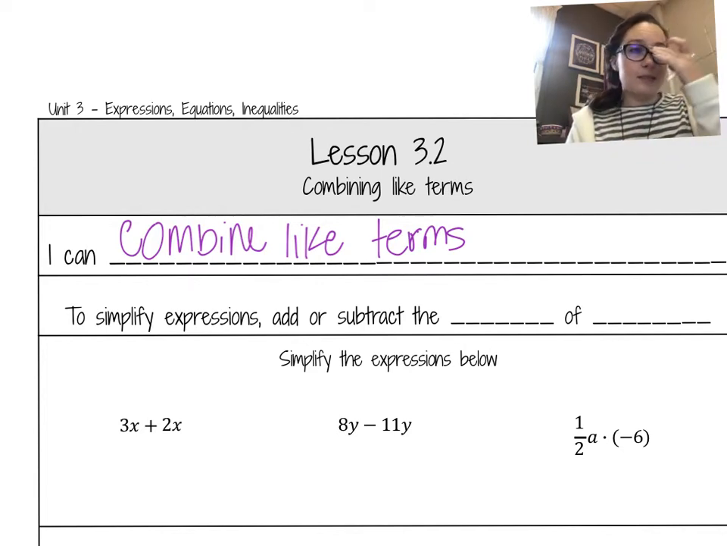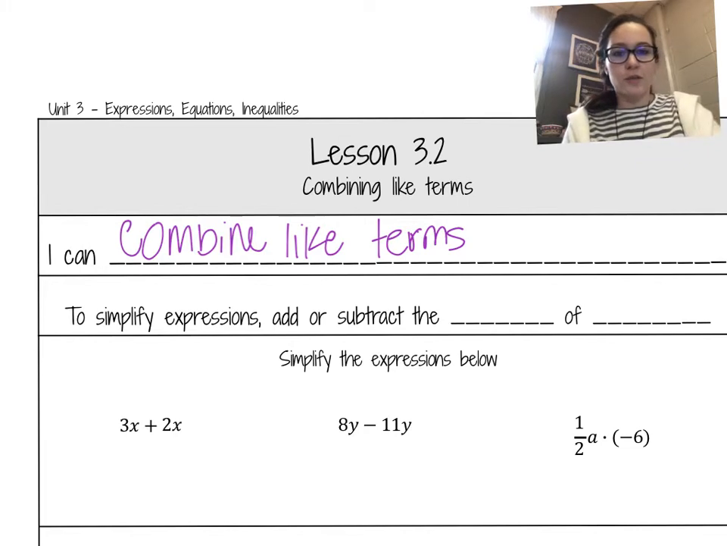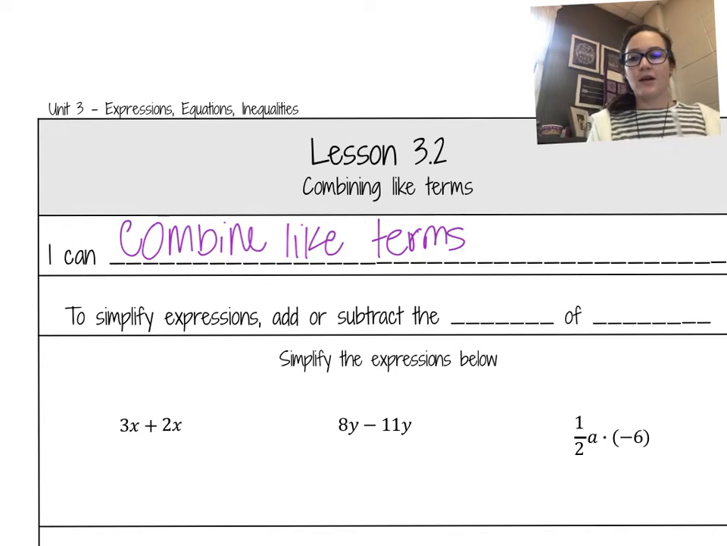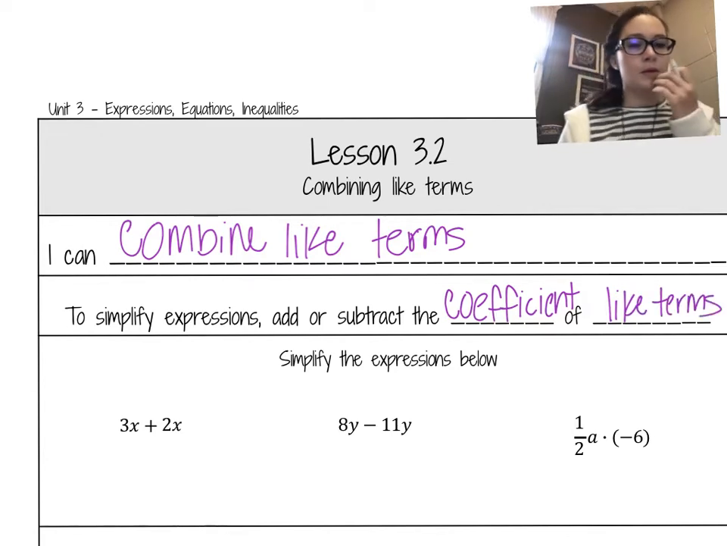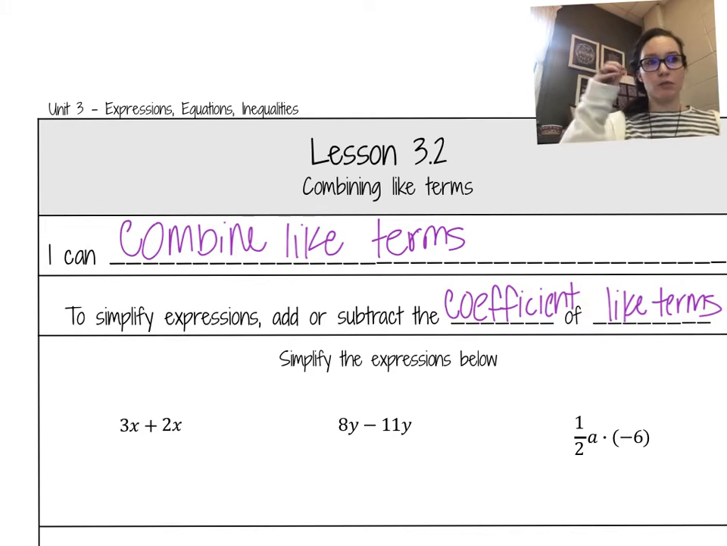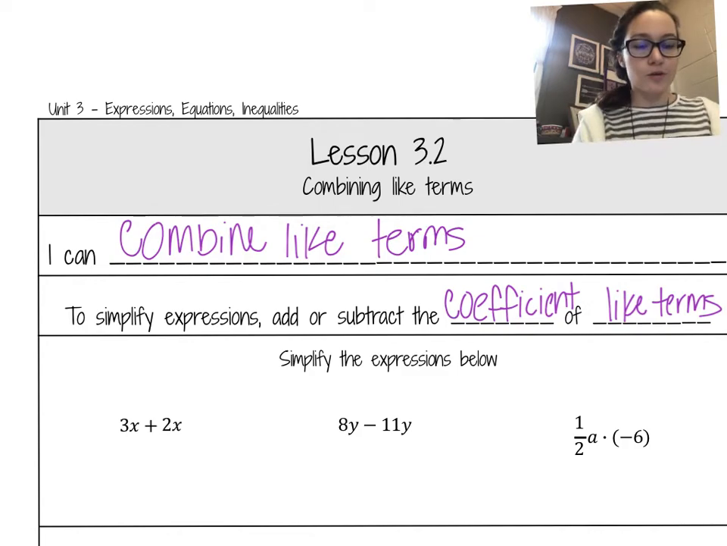So what that means is to simplify expressions like the ones we have down here, we can make those a little bit easier. We can add and subtract. We can multiply and divide the coefficients of like terms. Okay, so remember that coefficient is the number that's multiplying a variable, so we can add those together.